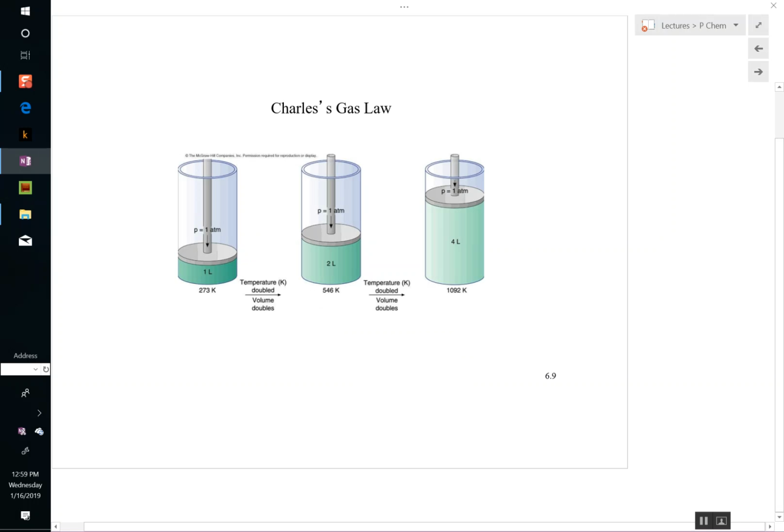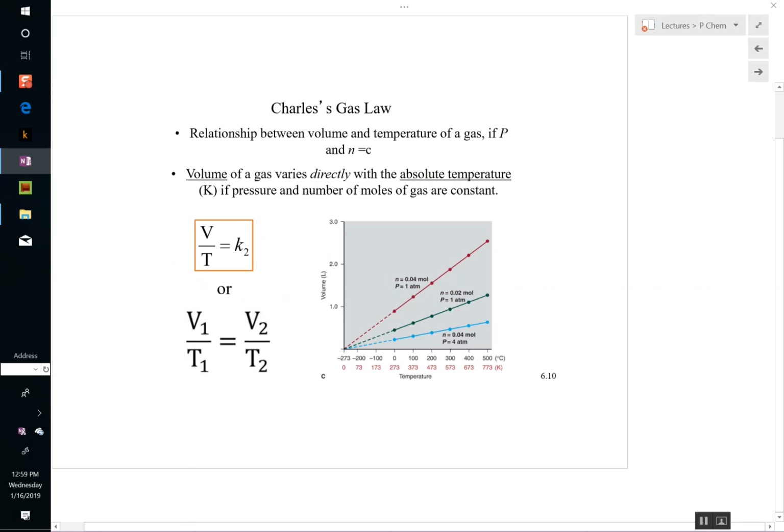Charles' law. We are doubling the temperature, and what are we doing? We're doubling the volume. So now we have a direct proportionality. Increase in temperature increases volume. That's Charles' law, and so volume divided by temperature, and the temperature has to be in Kelvin. Hopefully you remember that from your gas law. This is all pretty much review.